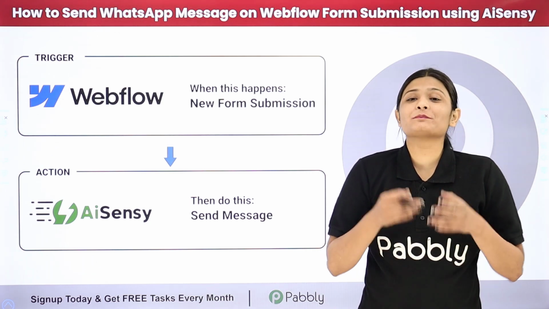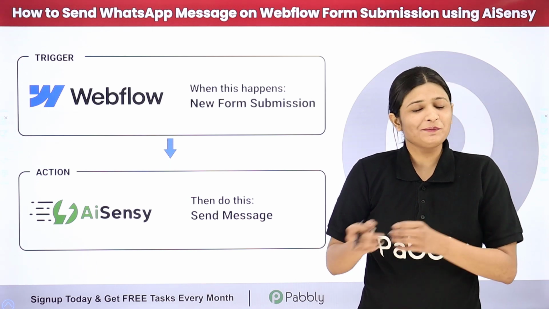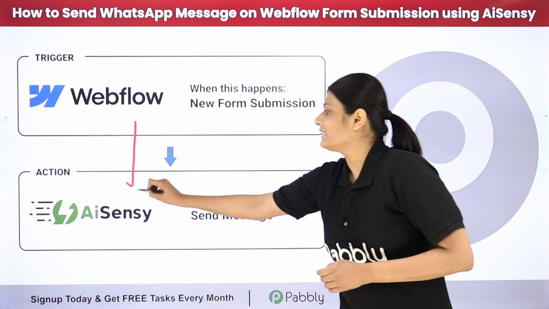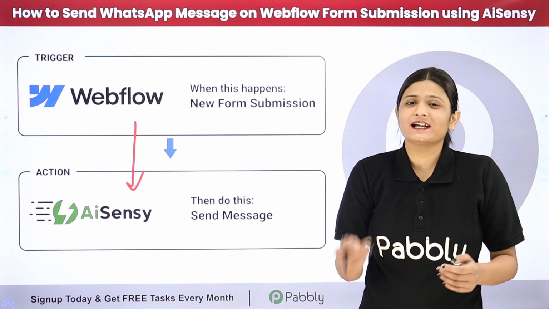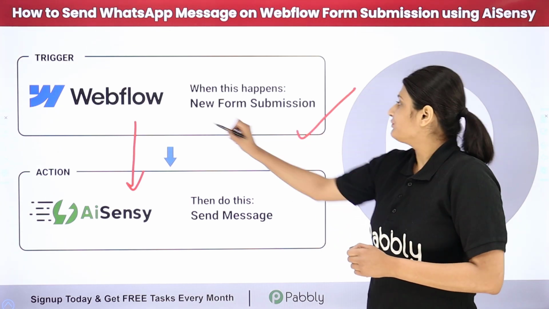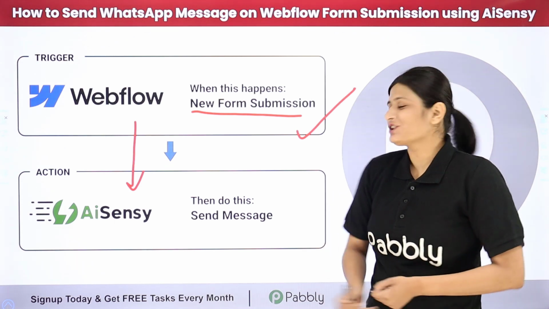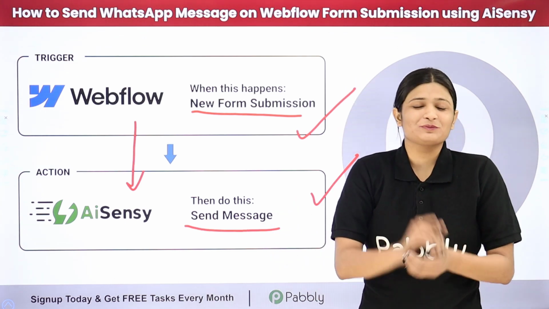So Pabbly Connect is an amazing automation and integration software which requires no coding or programming skills. Here I just need to build a connection between Webflow and AiSensy. Pabbly Connect runs on two principles, which is trigger and action. Here as my trigger application, I am going to take Webflow from where I will receive new form submission, and then in my action application, I am going to take AiSensy with the help of which I am going to send the message to my lead.